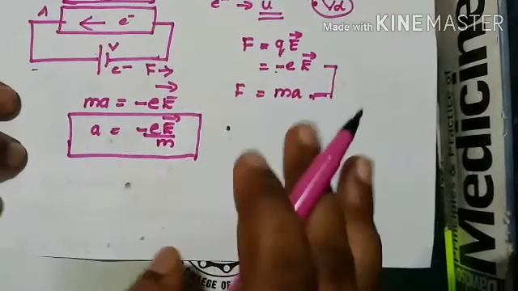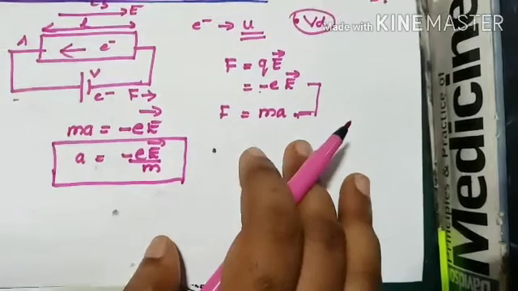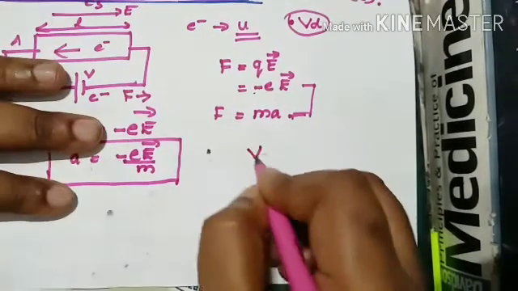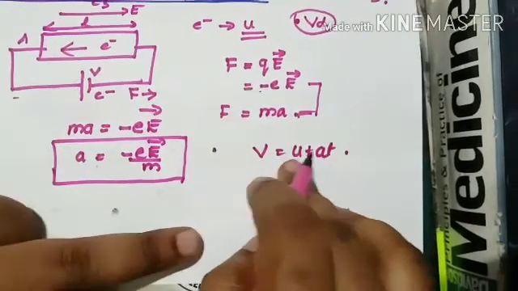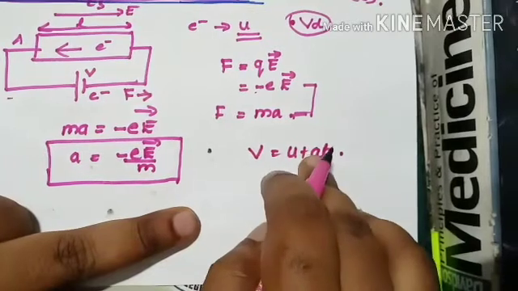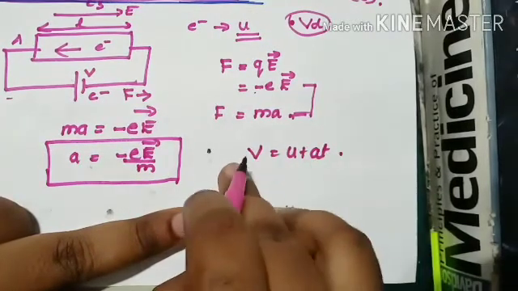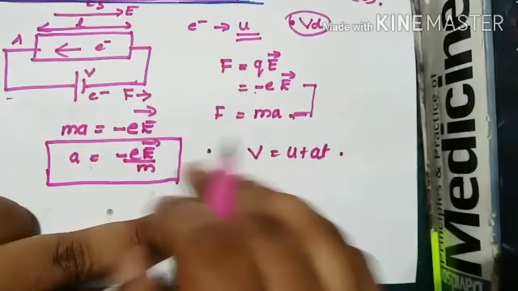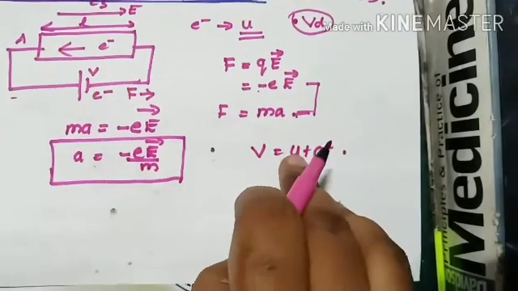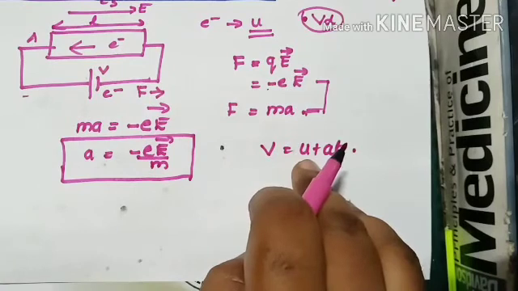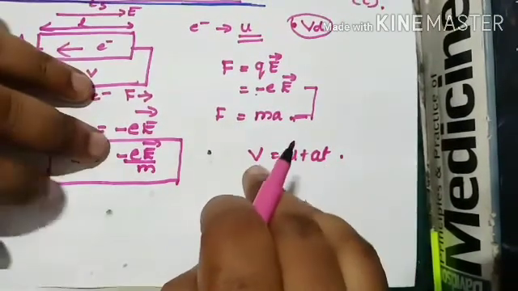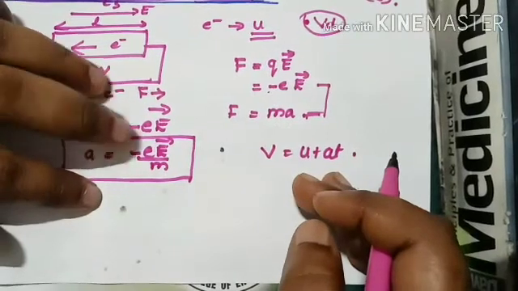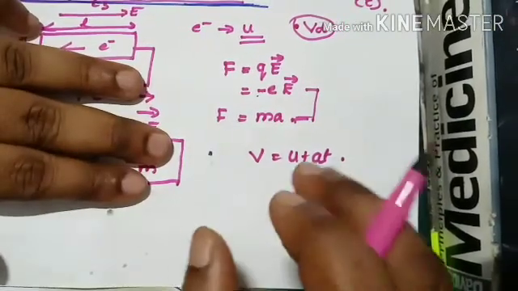I hope you remember Newton's equations of motion. First equation was what? V is equal to U plus AT. So what were the parameters here? U is the initial velocity of the object, A is the acceleration, T is the time interval, and V is the final velocity. Now here the electrons are moving. So what is the U for this electron, the initial velocity? It is the thermal velocity, right? So T will be the time period between successive collisions, and V is the drift velocity, because that is the final velocity achieved by the electrons, right?